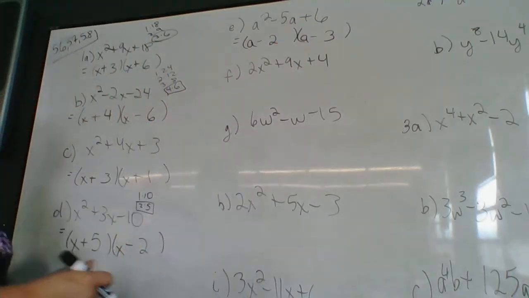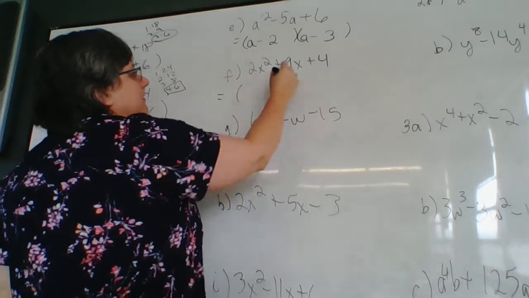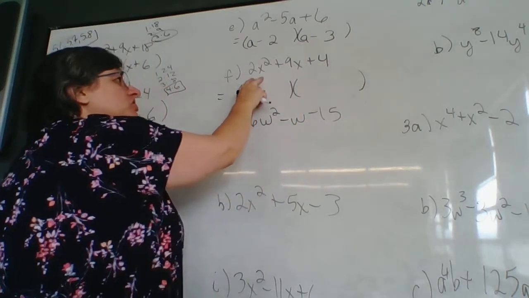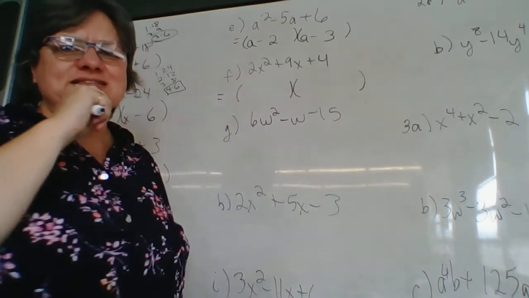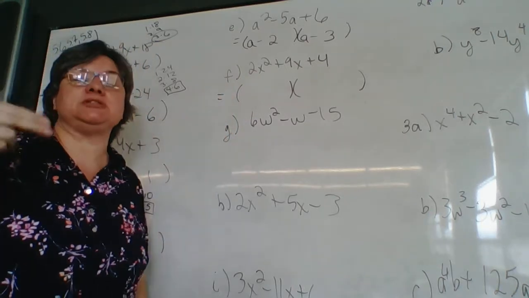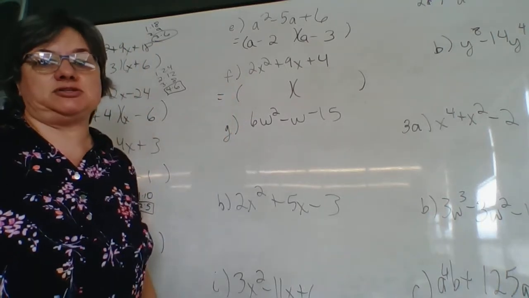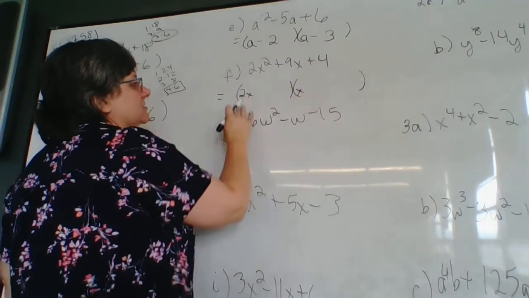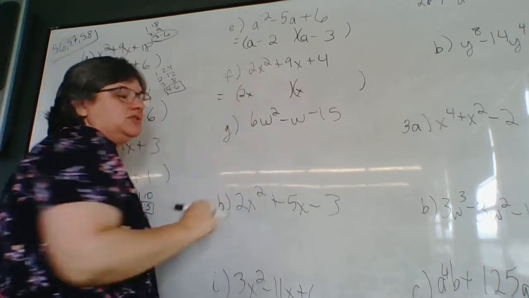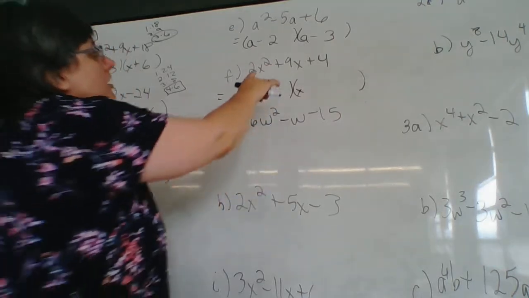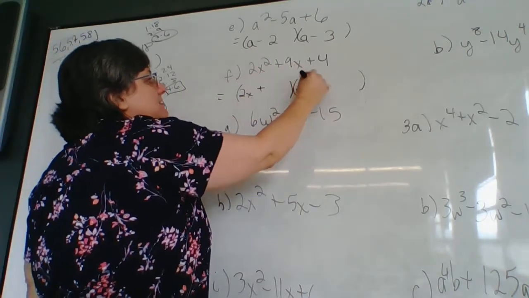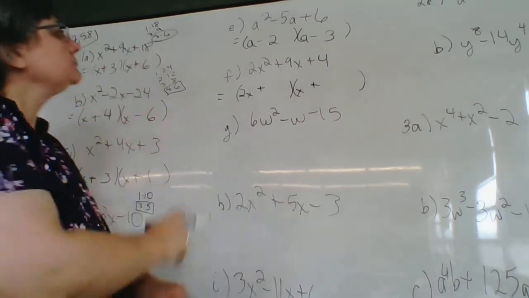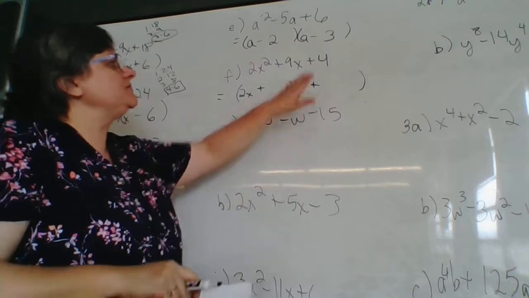Perfect. Let's try F. Again, these 3 terms have nothing in common. I have a 2x squared. Well, that's not too bad because 2 happens to be a prime number. The only way to get 2 is 1 times 2. So I put 2x times x. 2x times x would give us 2x squared. All of the signs in our problem are positive, so in the answer they also are positive. Now, we have this 4 out here.